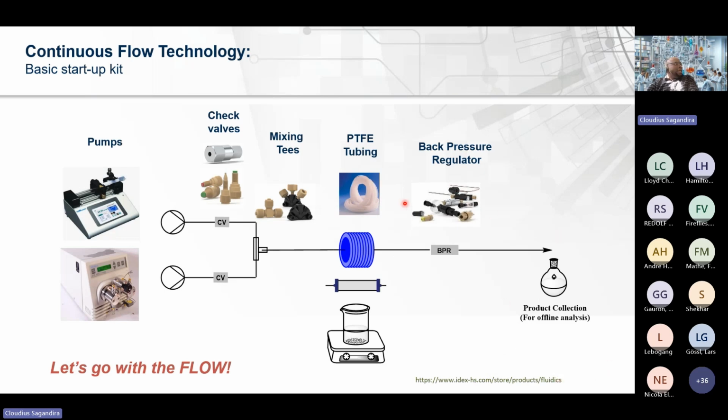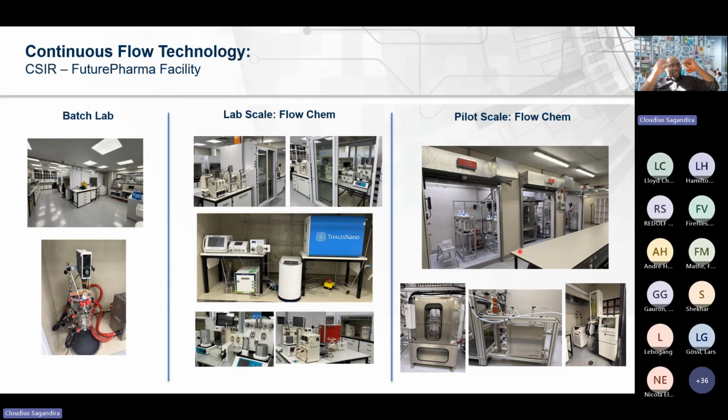And to complete my talk, I just wanted to introduce our facility at CSIR, which we call the Future Pharma Facility, where we are developing technologies for local production of APIs. We do a lot of collaboration with industry, local and also international. We are mandated by the government to do this work and also support the industry in finding ways of localizing continuous flow manufacturing.